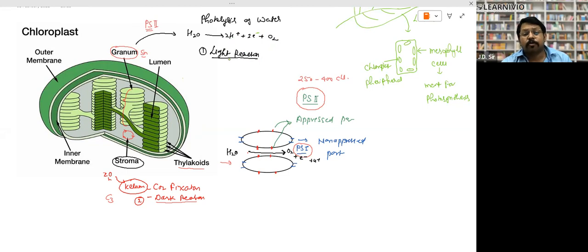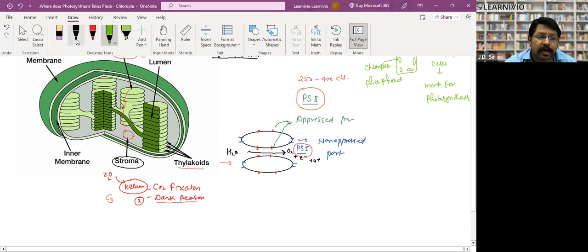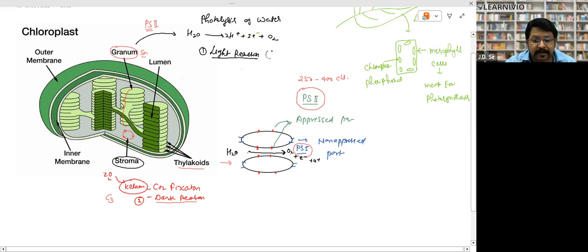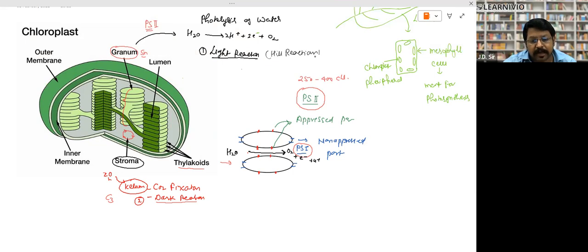So breakdown of water, or photolysis of water, is called light reaction. We divide photosynthesis into 2 parts, light reaction and dark reaction. What is the light reaction? Light reaction is also known as Hill reaction, right? So light reaction or Hill reaction is the reaction where breakdown of water molecule takes place and formation of oxygen takes place.